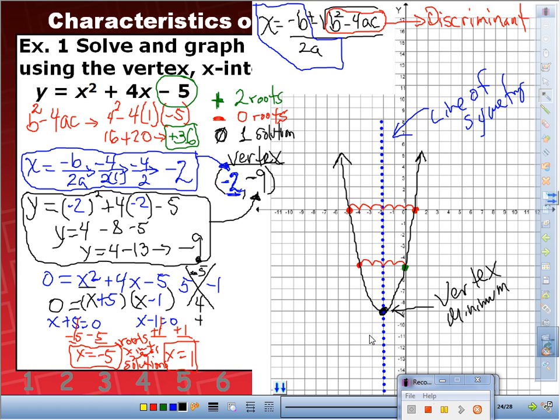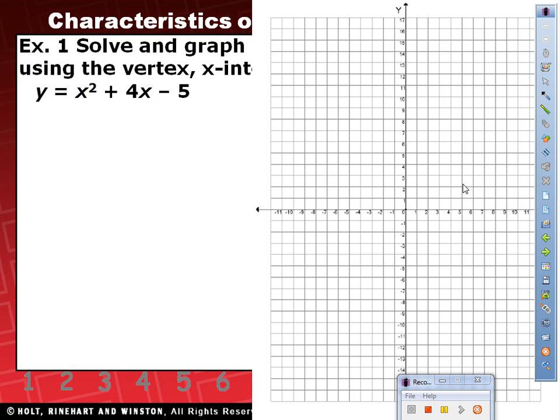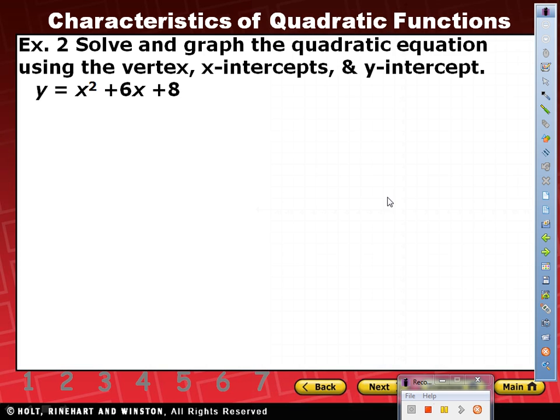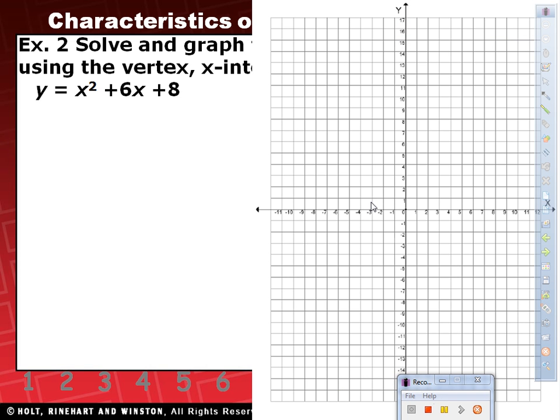So copy this next one in the back. Example number 2. Copy this one. Example 2. You don't need the instructions. Copy the equation. y equals x squared plus 6x plus 8. And see if you can do as many steps as you can. I know we're short on time, but do as much as you can, and then I'll go over some of those steps. Go.